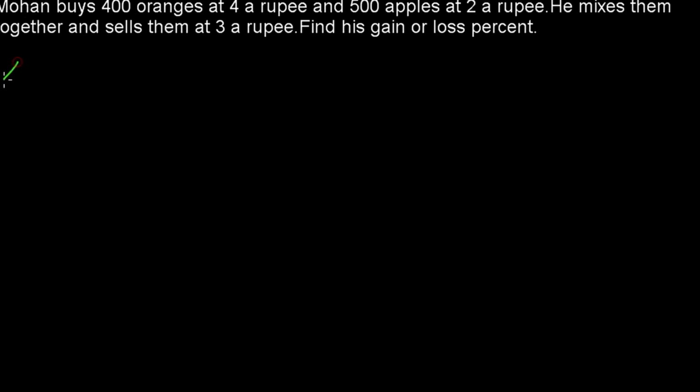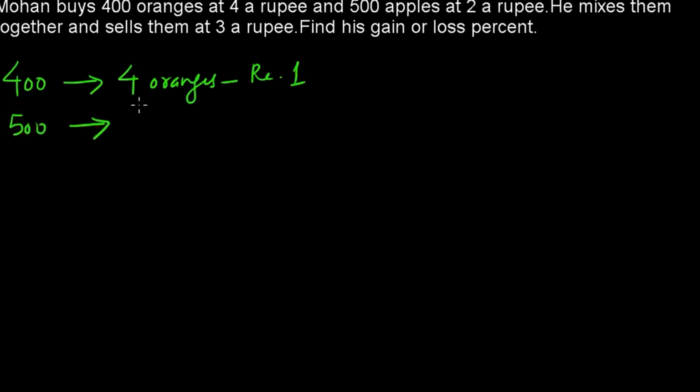So Mohan is buying 400 oranges, and he is buying at the rate of 4 oranges for a rupee, and then he is also buying 500 apples at the rate of 2 for 1 rupee. The 2 apples he is getting for 1 rupee, and then he is mixing them together and sells them at 3 rupee.